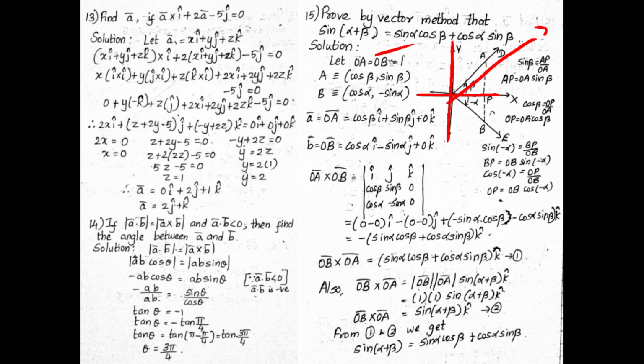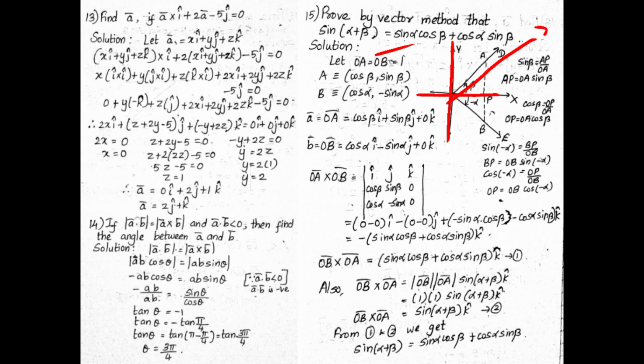Now to find the coordinates of A and B, we draw a line perpendicular to the x-axis from A and from B. So we draw AP and BP. Angle POA makes angle beta, and BOP makes angle alpha. Since beta is in the anti-clockwise direction, it is positive, and alpha is in the clockwise direction, it is negative. So minus alpha, and this is beta.